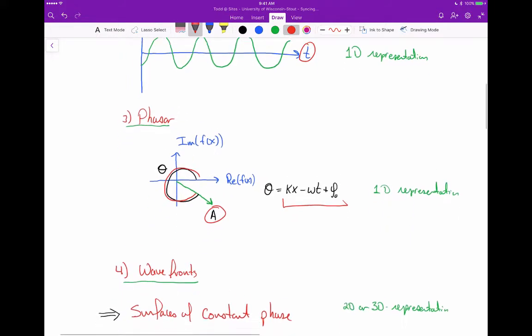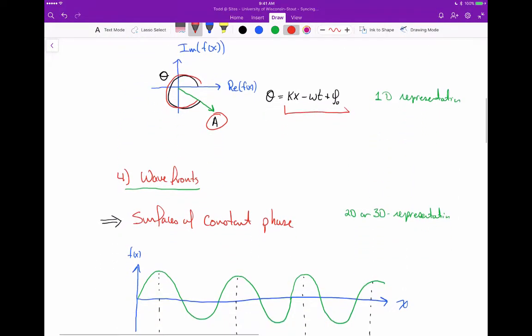What we're going to talk about is wavefronts, and this can be used primarily as a 2D or 3D representation of waves. A wavefront is simply a surface of constant phase. So basically we're going to assume that our wave is only varying along the x-axis in this case, which means that the wave amplitude and wave phase are independent of y and z. They only depend on x. So we're still keeping the same spatial dependence, kx minus omega t plus phi naught, for our waves.